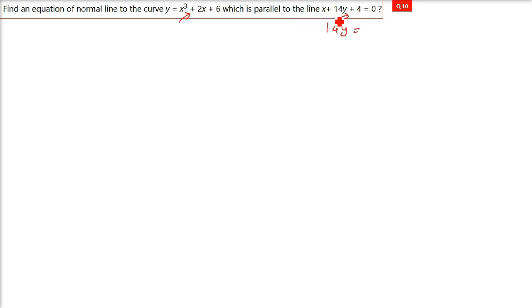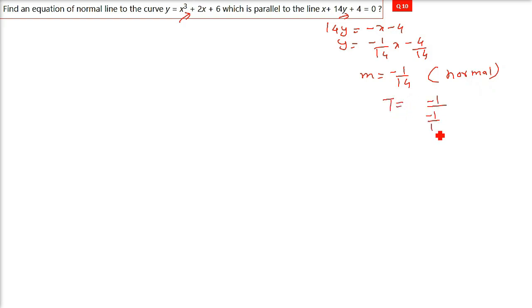We have 14y here. I'm just taking y on one side and others on the other side. So we get y equals to negative 1 by 14x minus 4 by 14. M will be equal to negative 1 by 14. So this is the slope of the line, and this is the normal. Please find the equation of the normal line to the curve. So this m is minus 1 by 14, but the tangent will be what?